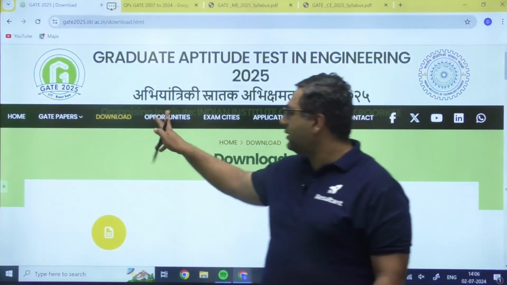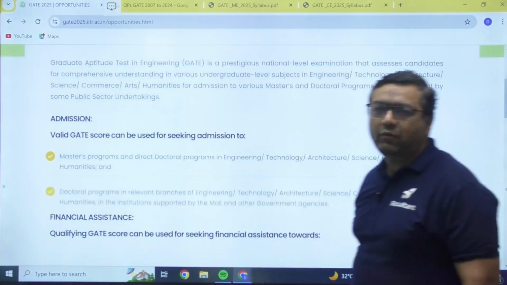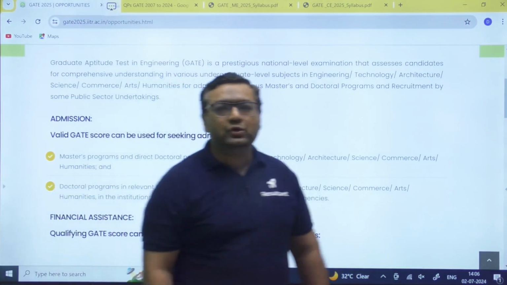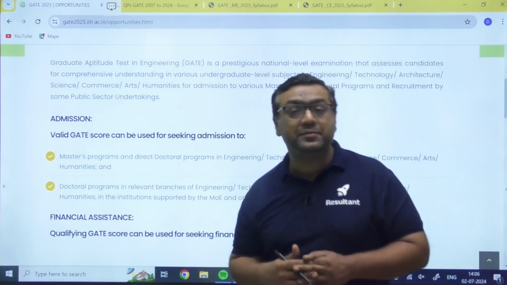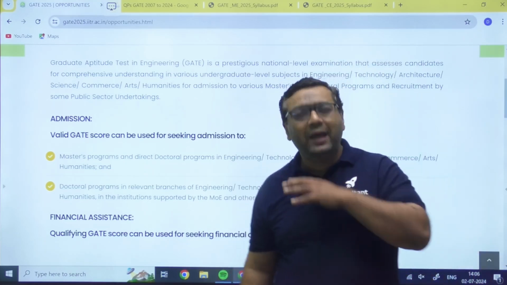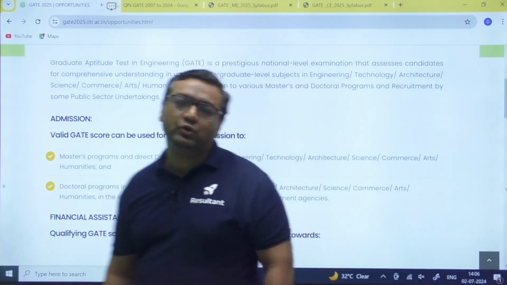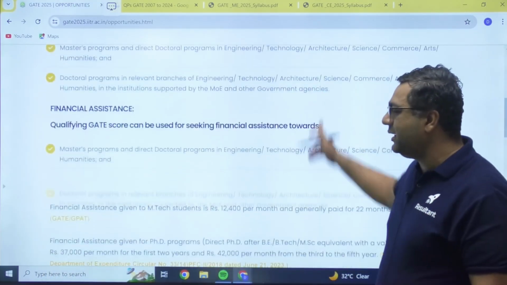Now, my dear, after the download section, we have the opportunities from GATE. From the GATE score, you can get into the PSUs. You can also get into IIT MTech admission, NIT MTech admission, any government engineering college MTech admission, and also some foreign universities are accepting the GATE score. So these are the major things which a GATE score can give you.